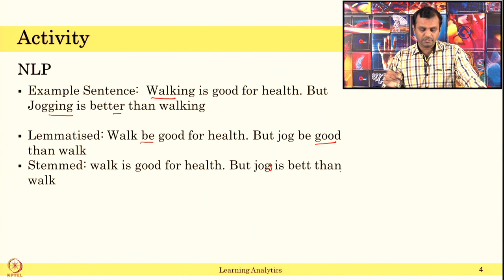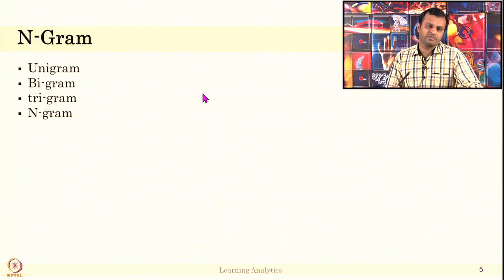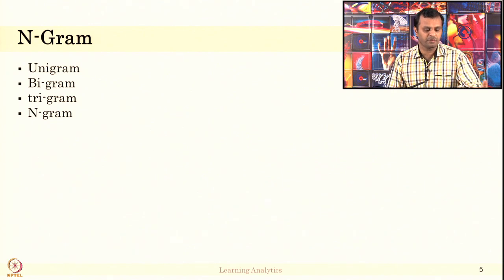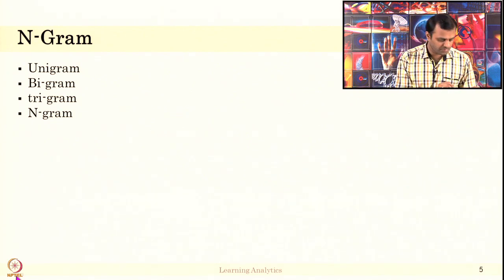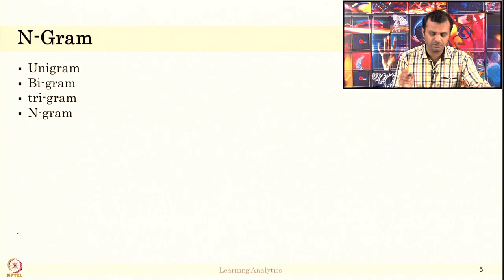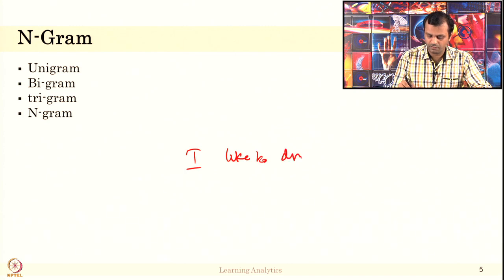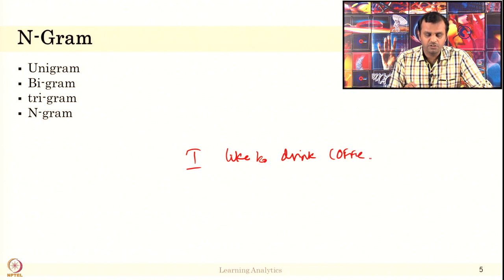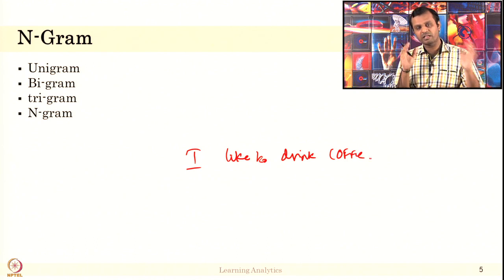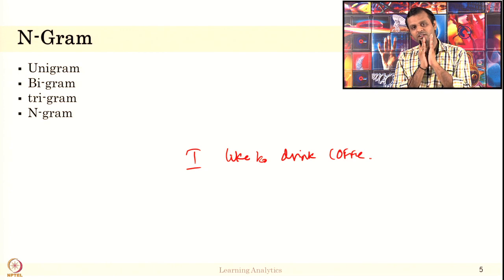So, that is the difference between lemma and stem. But another concept in NLP that is very famous is called the n-gram. It's basically a unigram, bigram, trigram or n-gram. Given a word, it is very simple. Given a sentence, say, "I like to drink coffee", something like that.